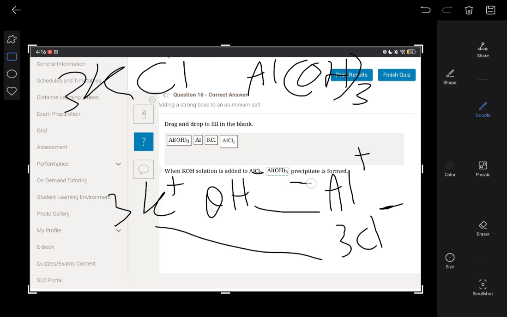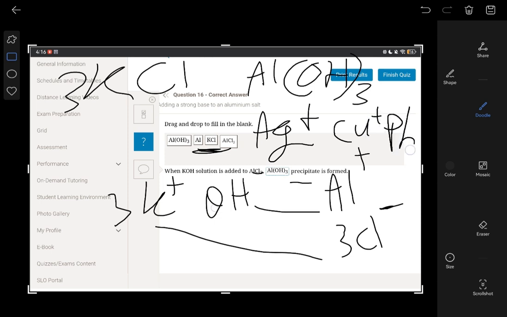Which of them is solid? Again, halides are soluble with everything except for only three: Ag plus, Cu plus, and Pb2 plus. With everything else, it's soluble. Any halide.